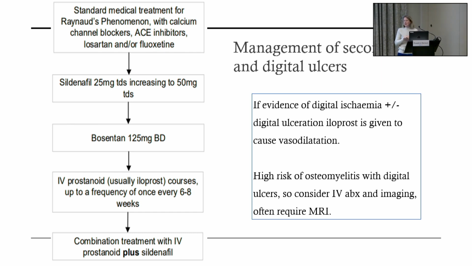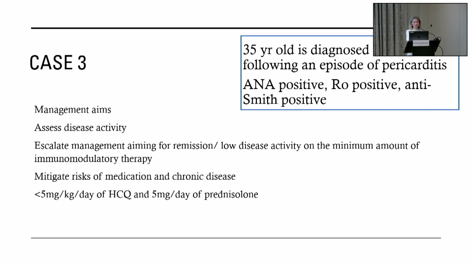Bosentan is an endothelin receptor antagonist, which has good evidence to show that it reduces the formation of new digital ulcers. It doesn't necessarily speed up healing when you've got them, but stops new ones happening. So you try to maximise the vasodilatation of the vessels, and then you give something else to try and stop the ulcers developing. And if they've got multiple ulcers, they might need iloprost, which is an intravenous infusion to try and open up the blood vessels. And you might think about a digital ulcer causing osteomyelitis.